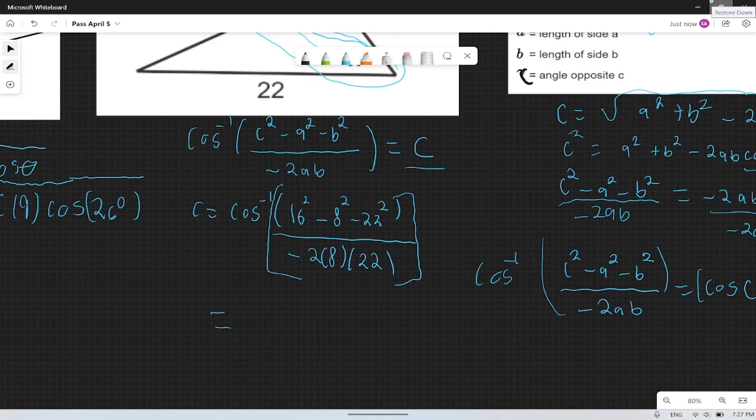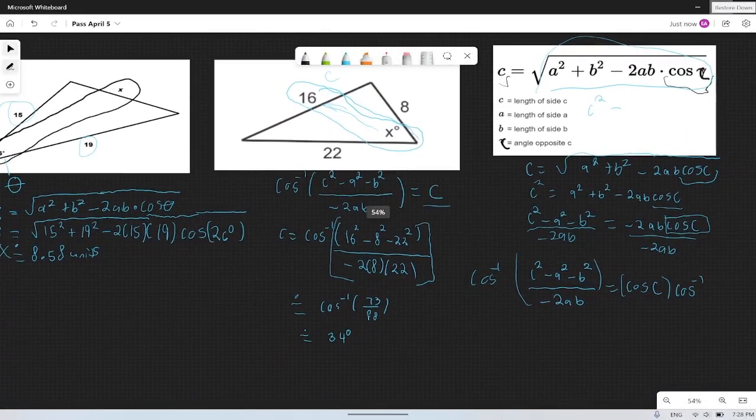So I'm just going to multiply this out. So this is the inverse cos of 73 over 88, which equals approximately 34 degrees. So yeah, that's how you do one of those problems.